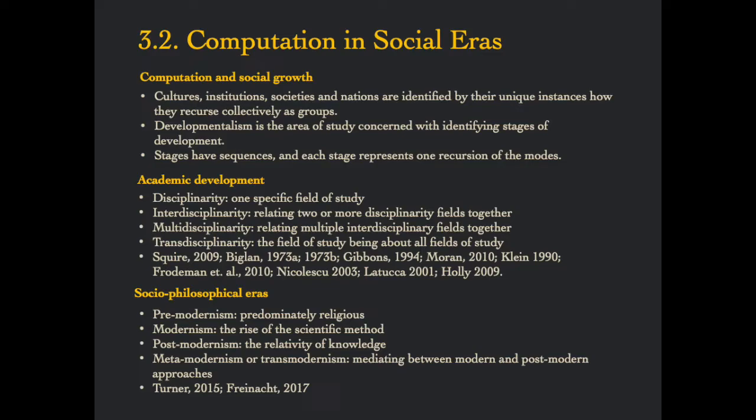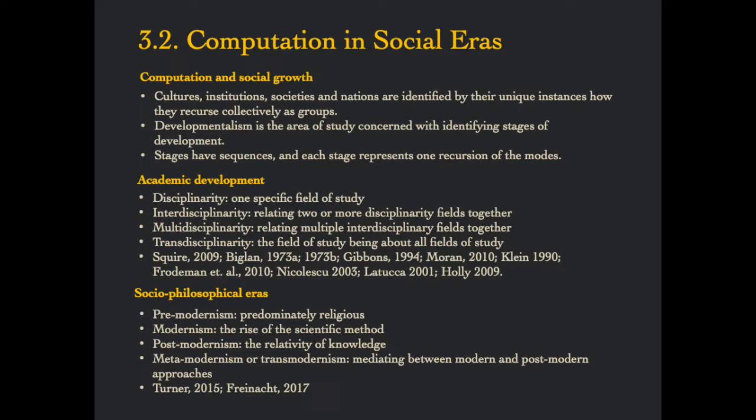And while the bulk of this sort of discussion is going to be reserved for the next video, for now I do want to talk about a couple of different kinds of developmental trajectories. First we'll talk about academic development, and then we'll talk about socio-philosophical eras. In academic development, there are different kinds of disciplinarities that people have when they collect information together and try to explain how things work.